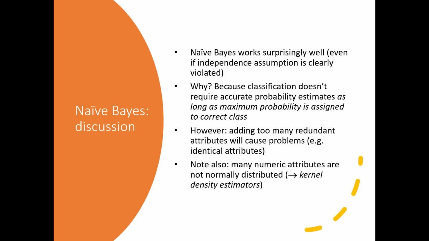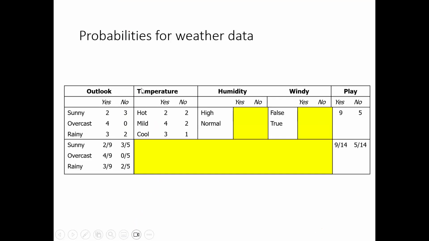There are also issues if you have too many redundant attributes, that is, identical attributes. If your numeric attributes are not normally distributed, we have to use some kernel density estimation. Now let me discuss how to calculate probability values.